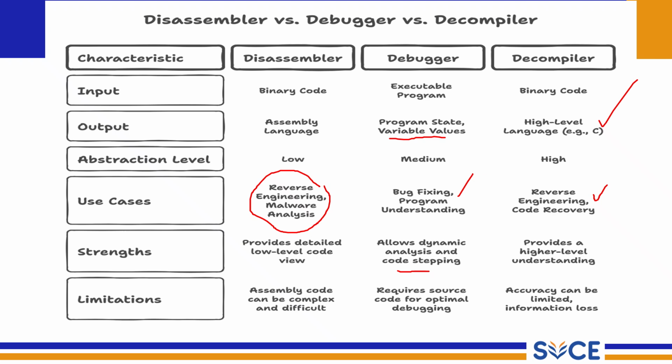And the limitations: for the disassembler, assembly code can be complex and difficult. For the debugger, it requires source code for optimal debugging. And for the decompiler, the accuracy can be limited and there will be some information loss. Okay, so these are the differences between the disassembler, debugger, as well as the decompiler.